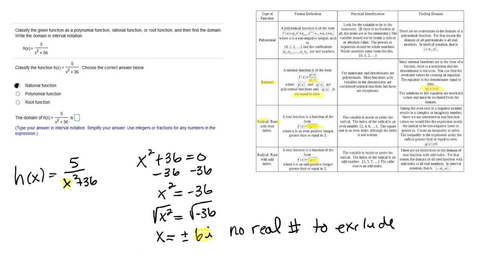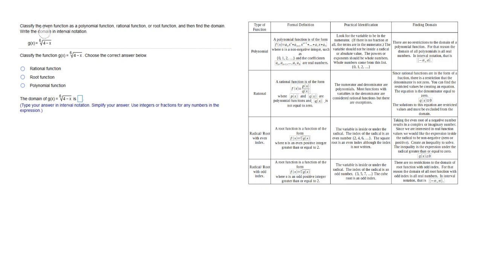So since we don't have any real numbers to exclude, we are still going to have the domain of negative infinity to infinity. This question says classify the function as polynomial, rational, or root, then find the domain and write the domain in interval notation. So our function is g of x equals the 6th root of 4 minus x.